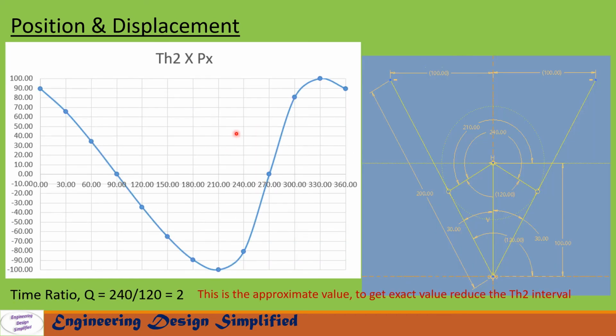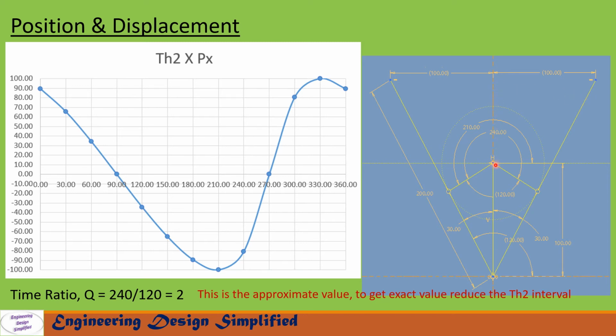In this graph, we have plotted theta 2 versus px. At 0 degrees of crank angle, px is somewhere around 90 millimeter from this axis on the positive x-axis. And as the crank rotates counterclockwise, when the crank makes 90 degrees with the horizontal, we get px equal to 0. That means this line is going to fall on this axis.